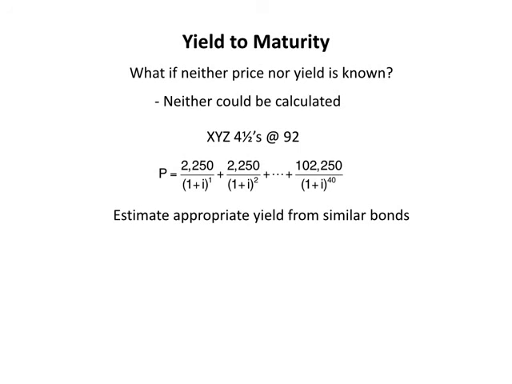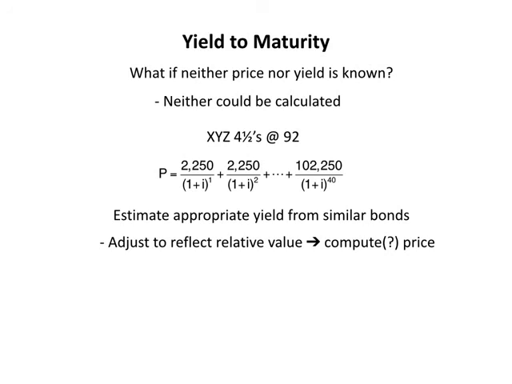Once an appropriate yield has been determined, it can be used to determine the present value of the cash flows consistent with the estimated yield. That's not actually computing the price. It's estimating the value of the XYZ bond based on bonds in the representative sample for which we do have yields.